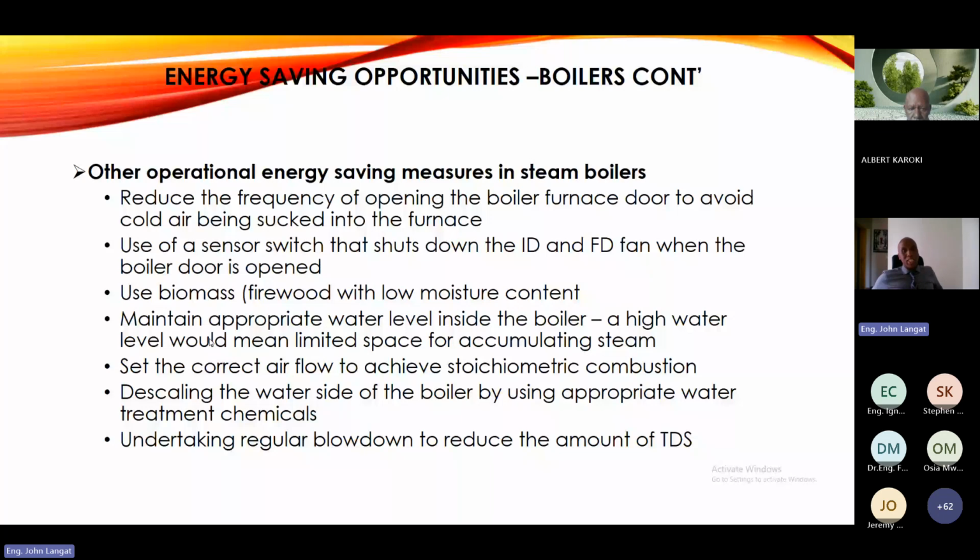And you descale the water side of the boiler by using appropriate water treatment chemicals. Then undertake regular blowdown to reduce the amount of TDS. That is, if you are using an open loop system, but blowdown should be avoided at all costs. But TDS is also costly if you let it reside in the boiler. One time you'll open it and you'll find a whole mudslide.